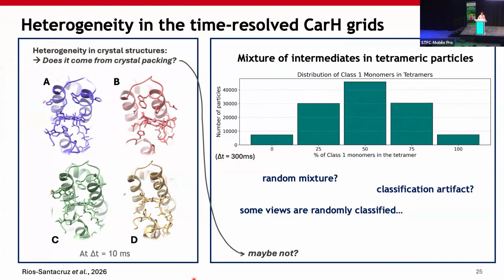And we don't think this mixture comes from the illumination conditions because we're using a quite long pulse, but we know that the time that it takes to form this intermediate is longer than that from spectroscopy. So we think we really have a mixture of intermediate states in the same tetramer, which is interesting to understand this protein.